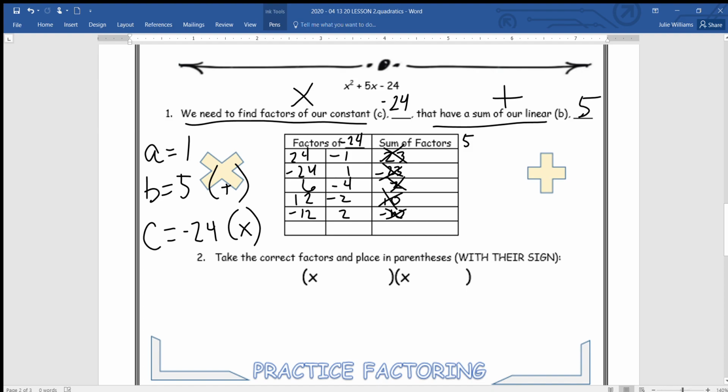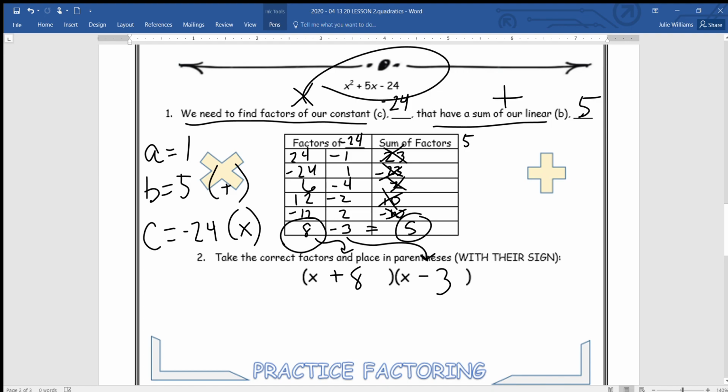What else equals 24? Aha, let's try this. Let's do 8 and -3. They multiply together to equal -24. You add them together, what do you get? You get 5. There's our big winner. Okay, so you take each of the factors, the +8 and the -3, and you have factored that quadratic. And you can check it.